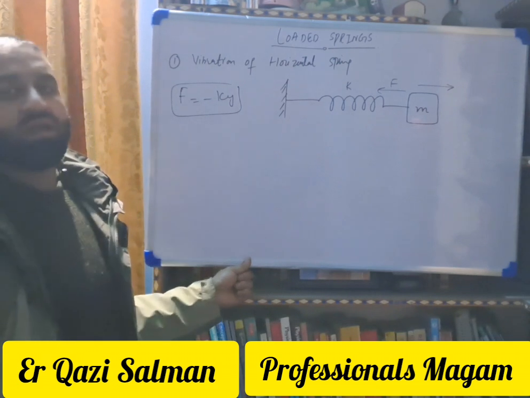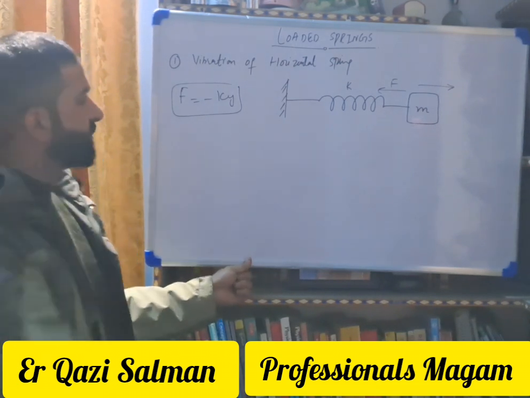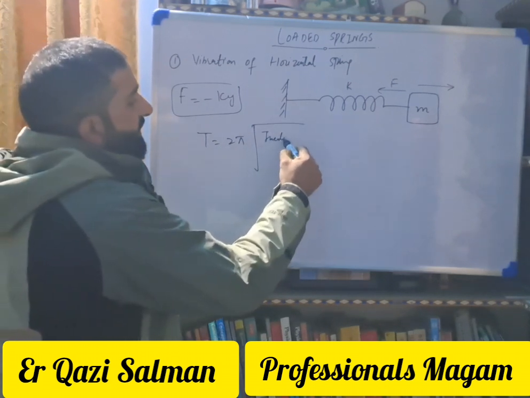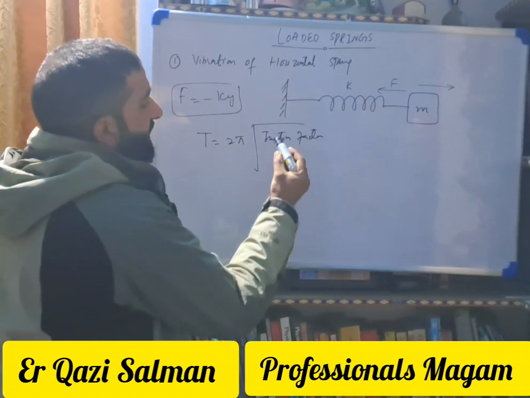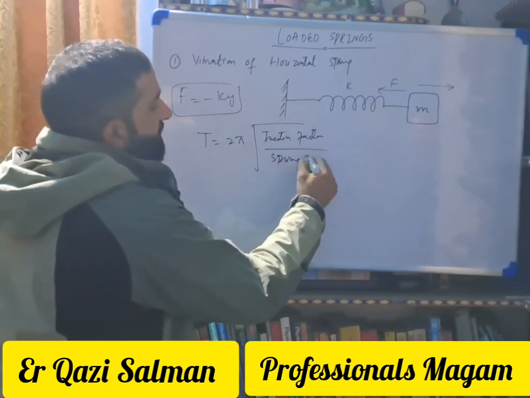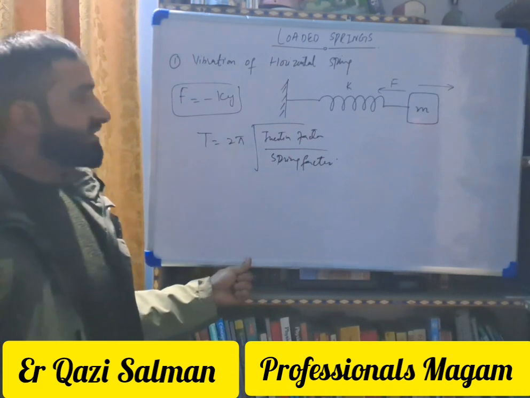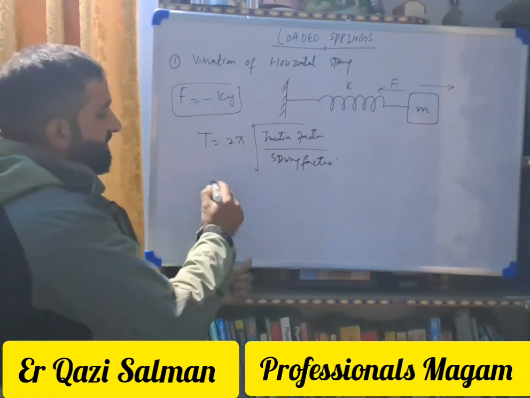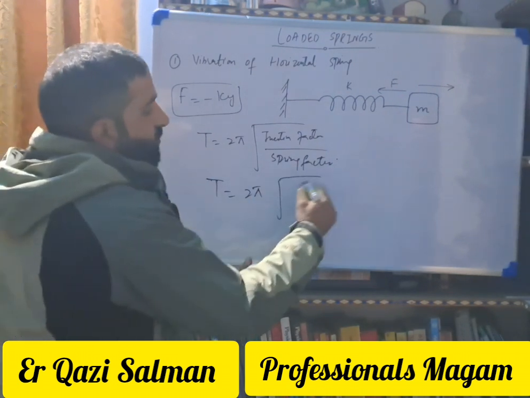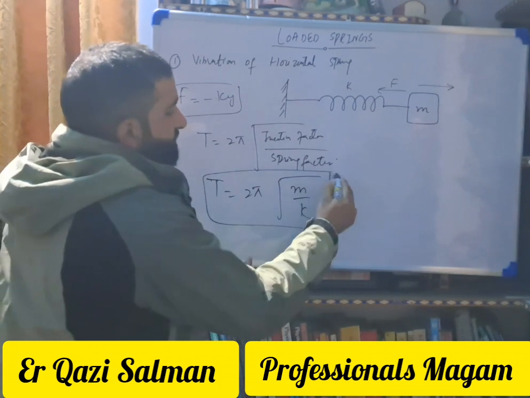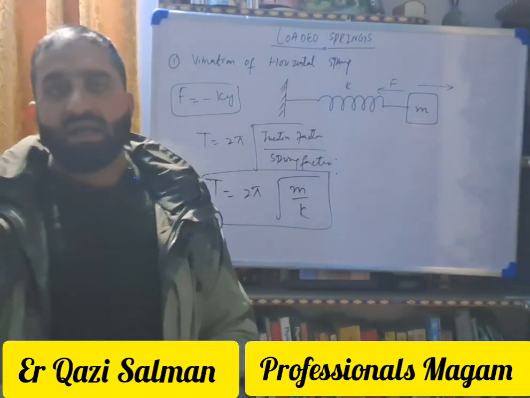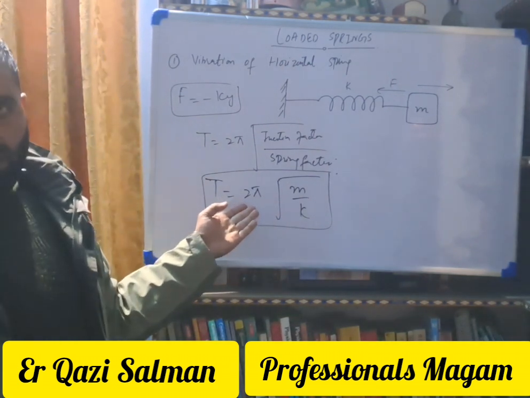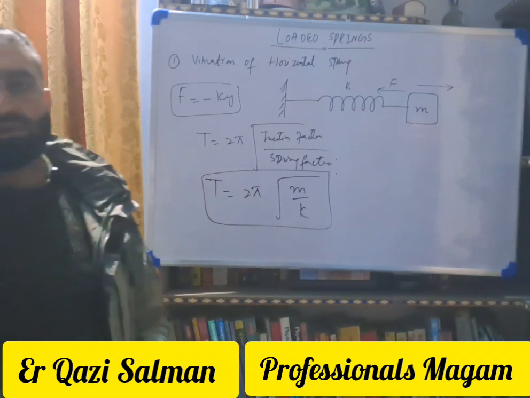Now, from the study of the time period of simple harmonic oscillations, we know that the time period is equal to 2 pi root of inertia factor by spring factor. In this case, the inertia factor is equal to the mass attached to the spring and the spring factor is equal to K. So our time period comes out to be 2 pi root of M divided by K. Where M is the mass and K is the spring constant, both are given. 2 is already given, pi is 3.14. We can calculate the time period.